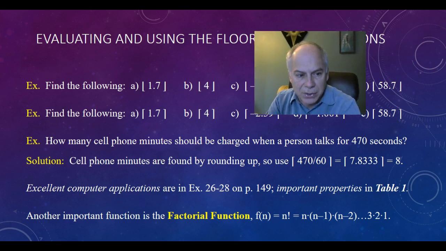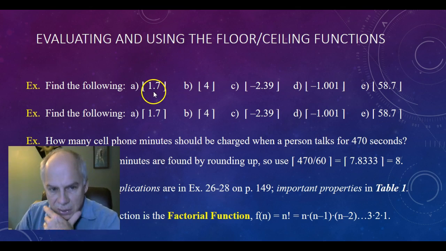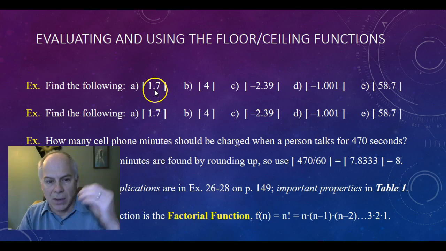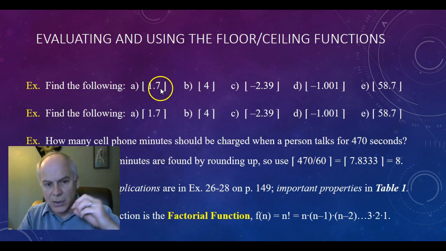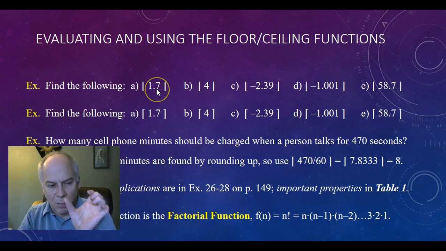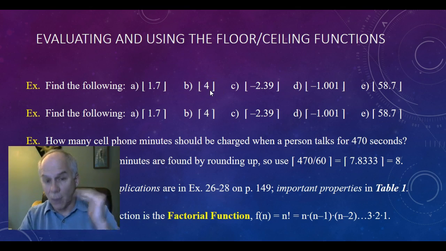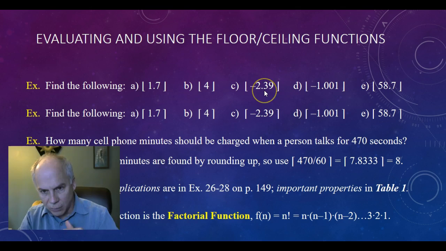So here's some more examples of using the floor and the ceiling function. Let's just real quick talk about this. What would be the floor function for 1.7? Well, here you go to the integer below that. So the floor function of 1.7 would be 1. The floor function for 4 is 4. You know, it's a whole number, so it's just going to be that whole number. The floor function for negative 2.39, well, we've got to go down. You're always going down because the floor function goes to the next integer below that, which would be negative 3.